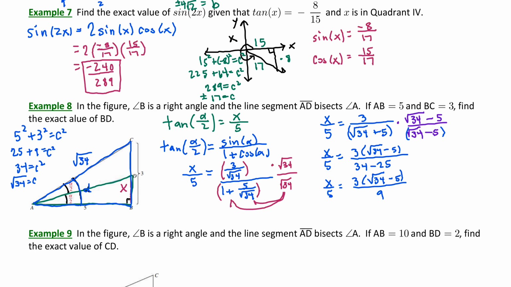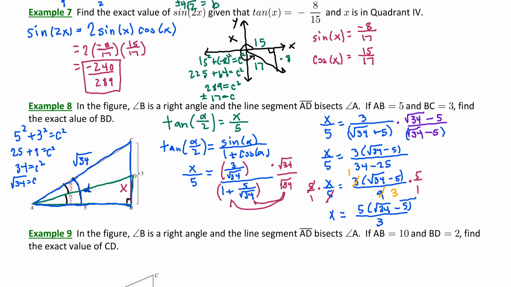Notice I did not multiply out the numerator for this very purpose right here. We can reduce when we leave it in factored form. The last thing that we need to do to solve for x is multiply both sides by 5, and then we'll have x, the length of segment BD that we were looking for. We can express it as 5 times the square root of 34 minus 5, divided by 3.